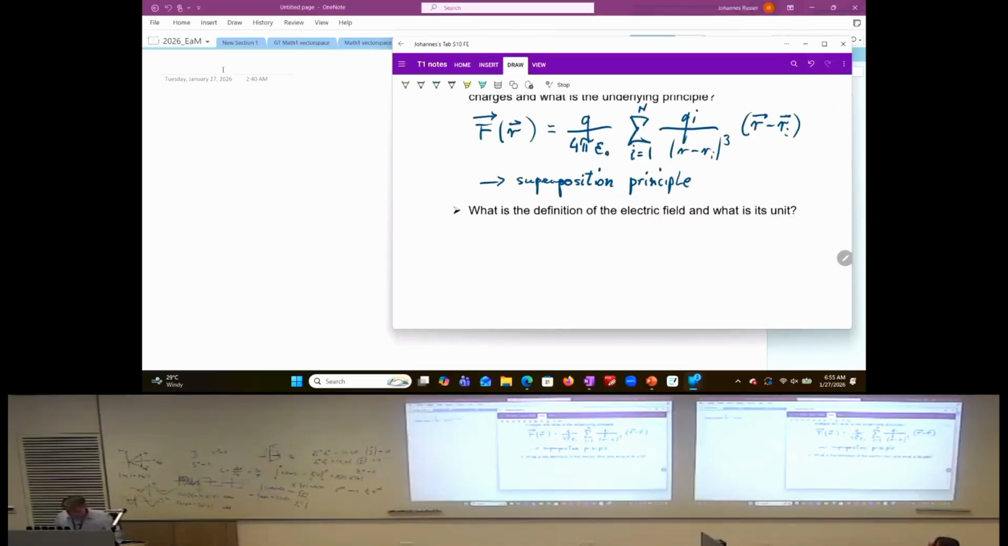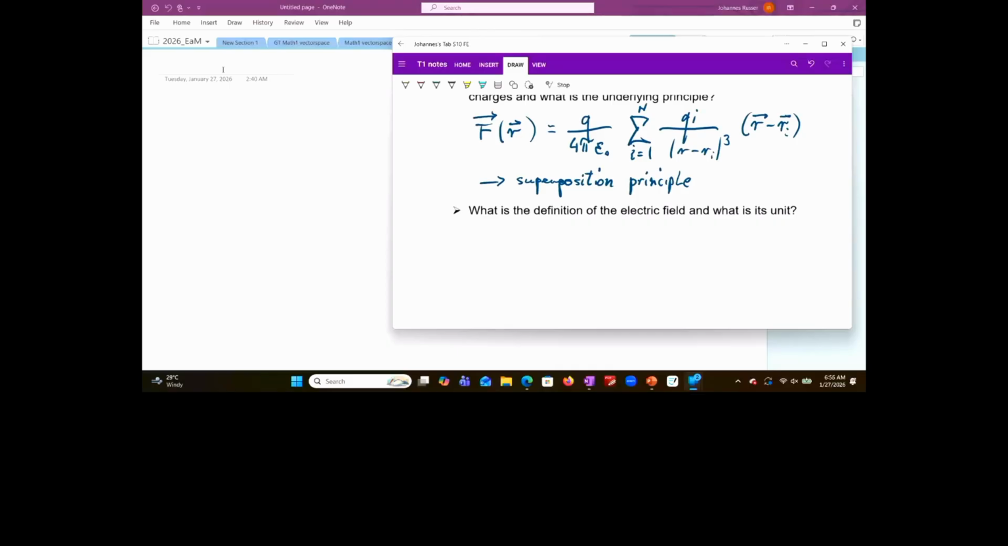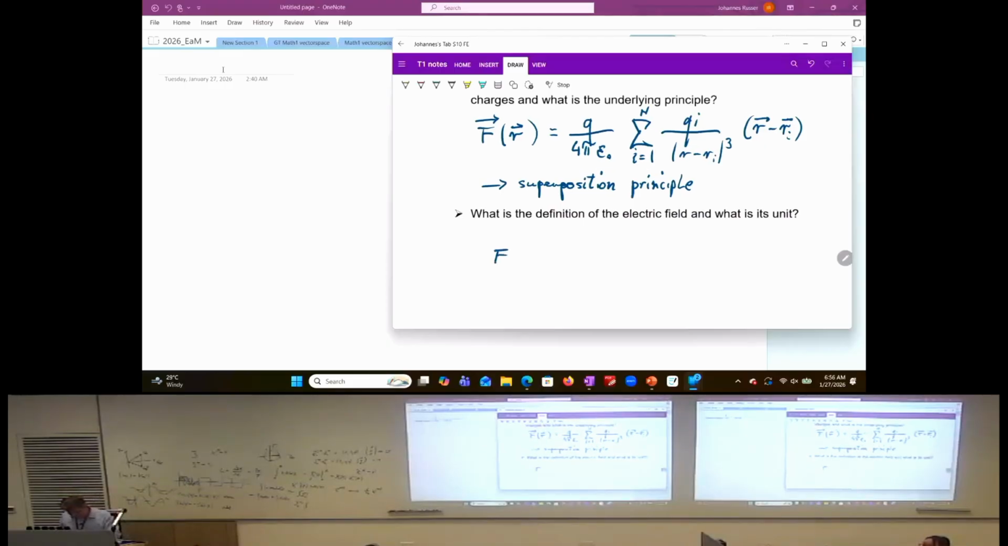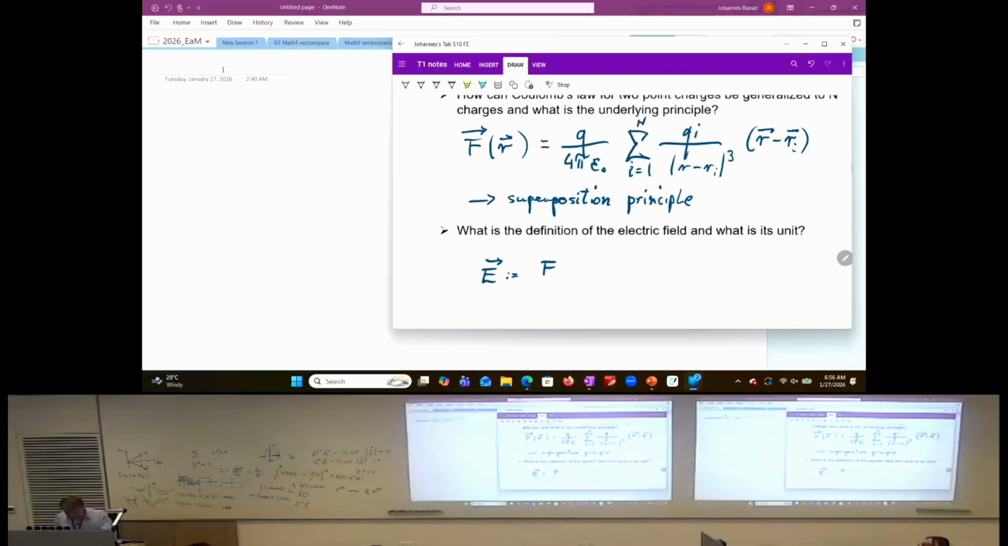Okay, now give me the definition of the electric field as a formula. It's quite compact. So how would you get the electric field? The definition. Yes, exactly. So the electric field is the force divided by the charge. This is basically the definition here of the electric field.